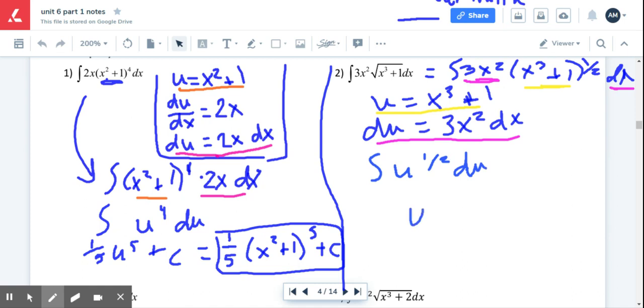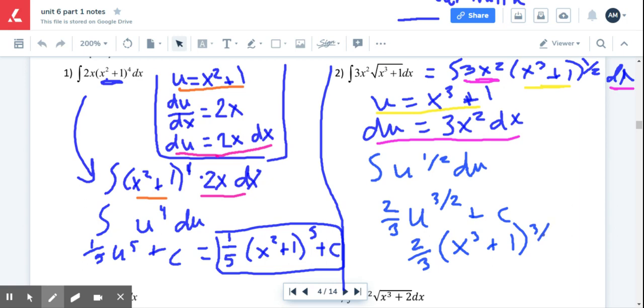So to integrate this, we add 1 to the exponent and then divide by that new exponent. It's a fraction, so I'll just multiply by the reciprocal plus c. And then finally substitute u back in. So 2/3 (x cubed plus 1) to the 3/2 plus c.